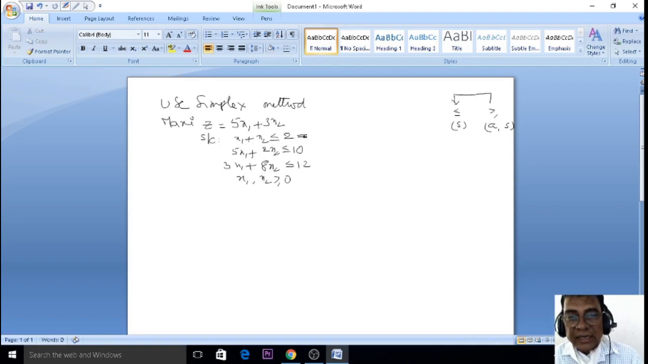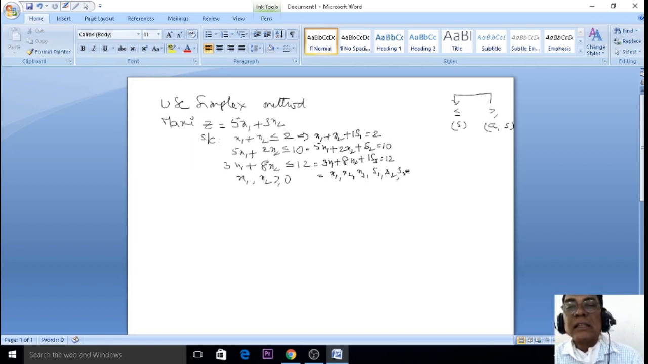That is, x1 plus x2 plus 1s1 equals 2. Then 5x1 plus 2x2 plus 1s2 equals 10. And 3x1 plus 8x2 plus 1s3 equals 12. Now come to this point: x1, x2, s1, s2, s3 are all greater than or equal to 0.